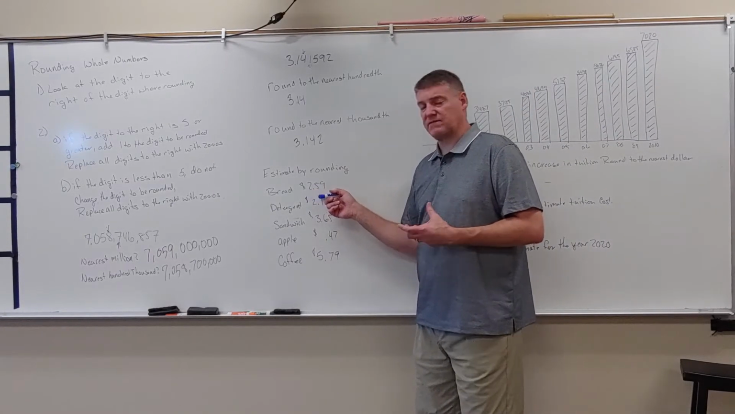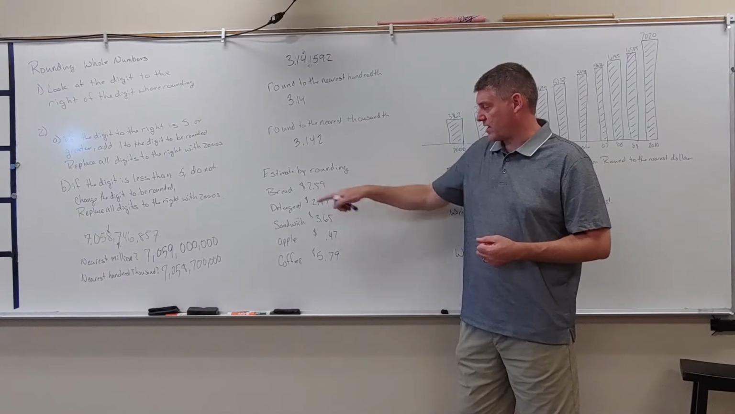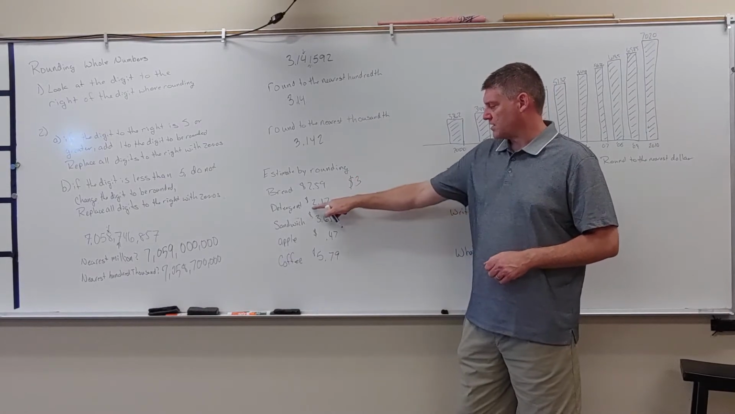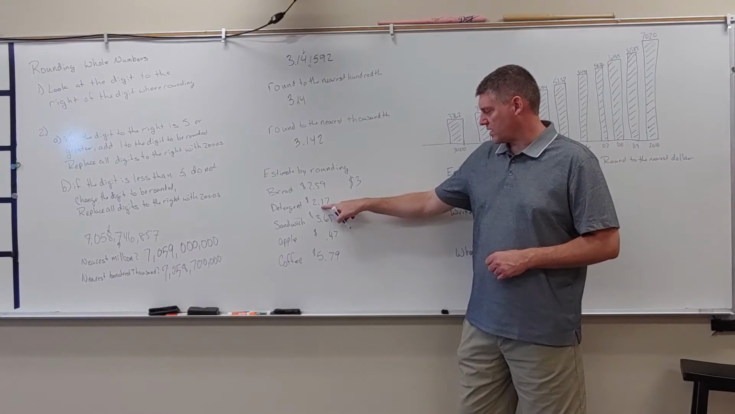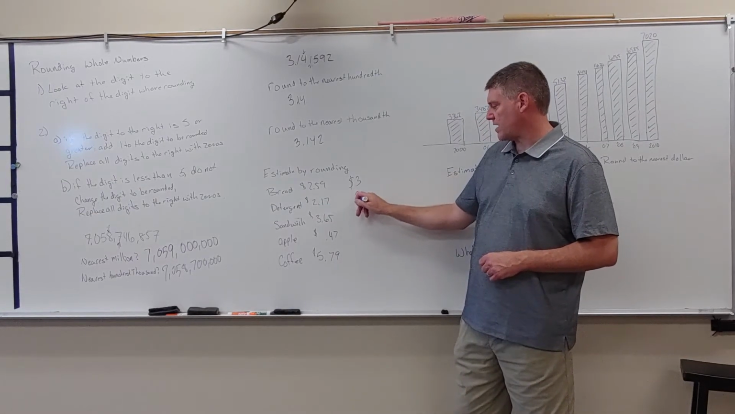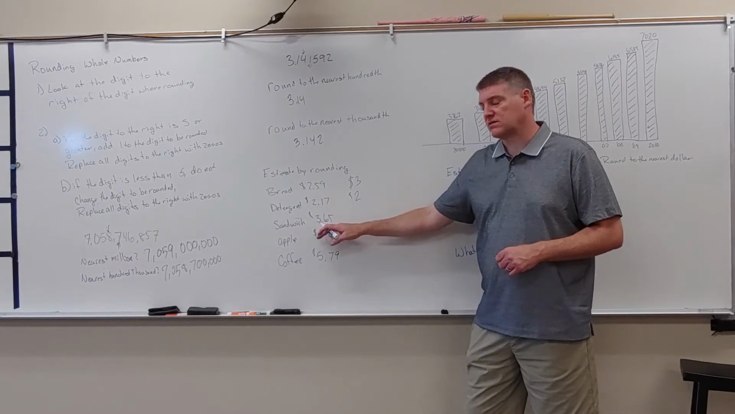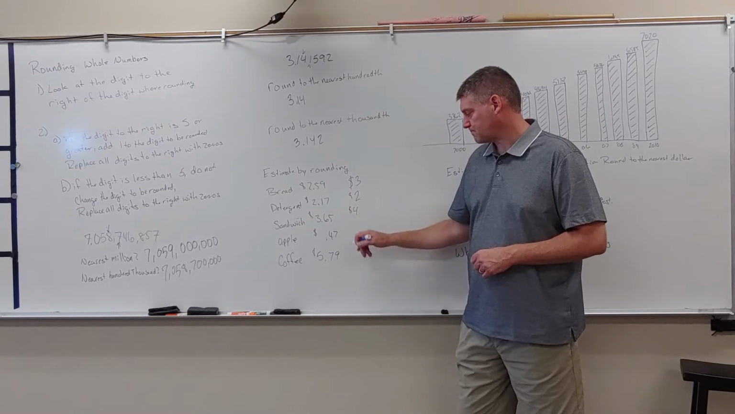So $2.59. I look at the 5 here. It's 5 or greater, so I'm going to round that up to $3. Detergent, $2.17. The 1 is less than 5, so I'm going to keep it at $2. $3.65. I'm going to take the 6, I'm going to round it up, so this becomes $4.